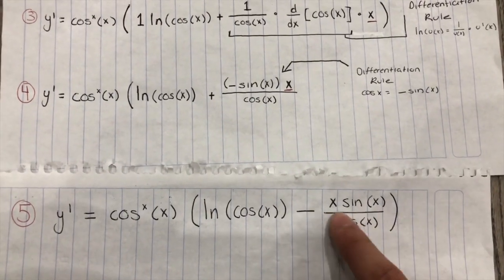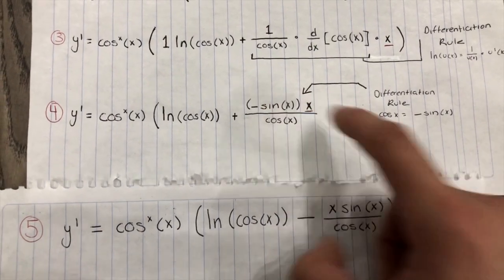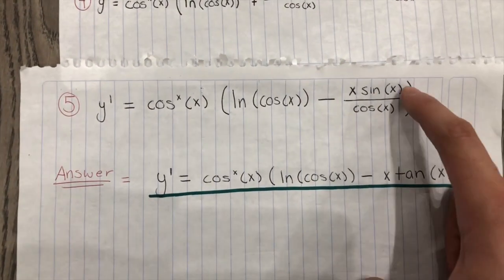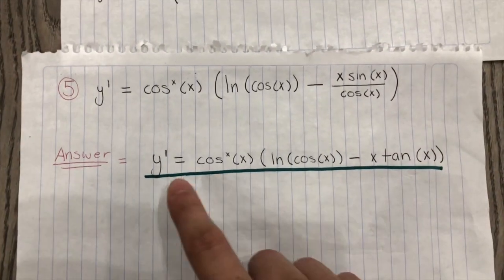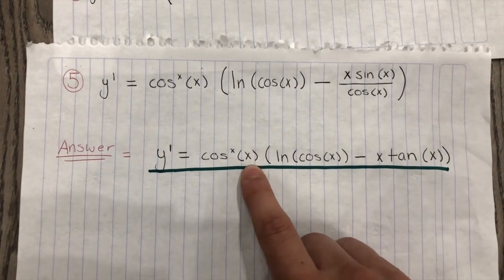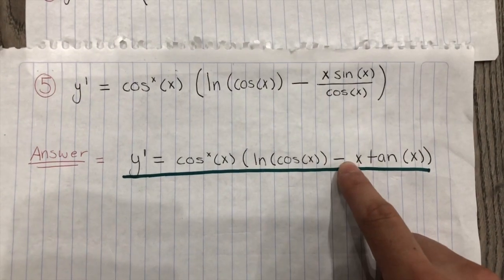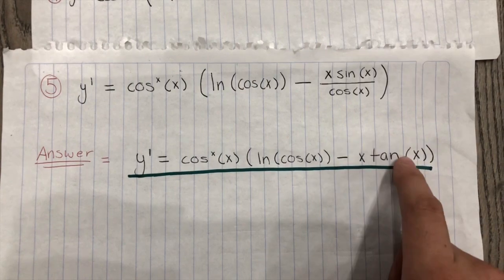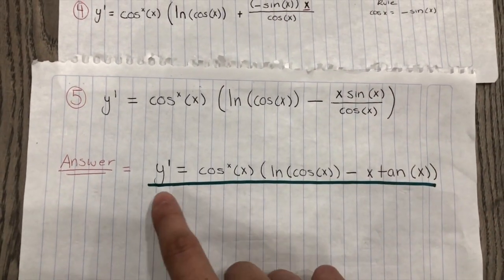And then you just multiply x times sin x over cos x. To get the final answer, you use identities on this part, which gives you the derivative of y equals cos x to the x, times x natural log cos x minus x times tan x. Tan x is the identity of sin over cos. So that's how you get to the final answer.